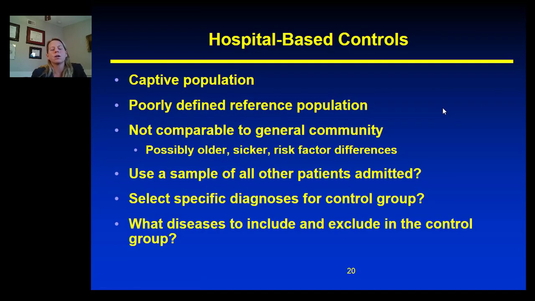Specific to choosing controls from a hospital system, the beauty of this is that you are collecting a group of controls who are similar in terms of location and time as the cases, so they're viewed as somewhat of a captive population. However, they often don't resemble the general population of persons who could be at risk for having the disease. As I said before, they could be sicker. They could have other risk factors that may influence the measure of association between your disease and your exposure.